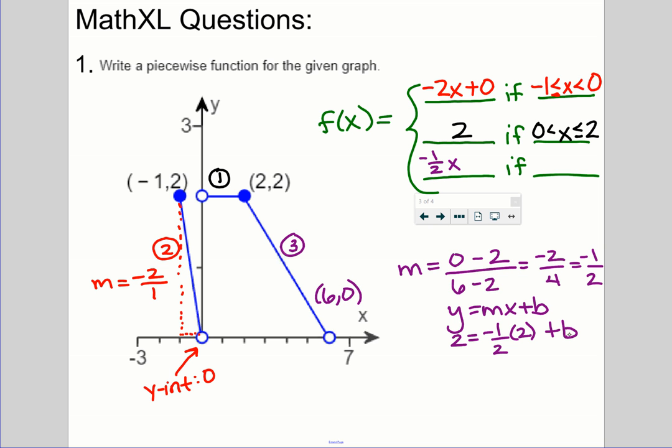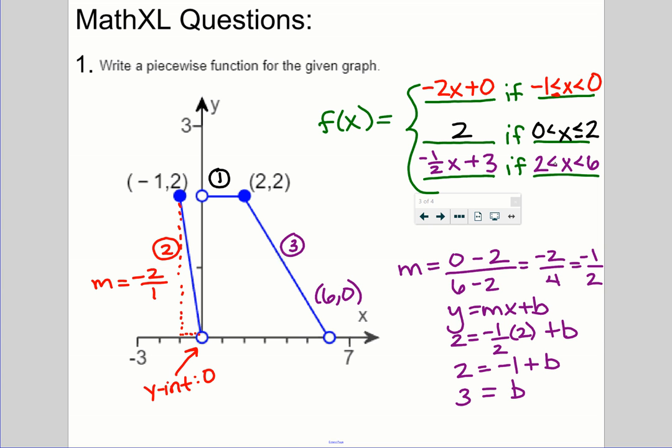And then you can solve for b. -1/2 times 2 gives me -1 plus b, which means b is 3. That's the rest of my equation. -1/2 x plus 3. What piece does that, or what domain does that piece fall within? From what number to what number on my x's? 2 to 6. 6 is an open circle. 2 is a closed circle.